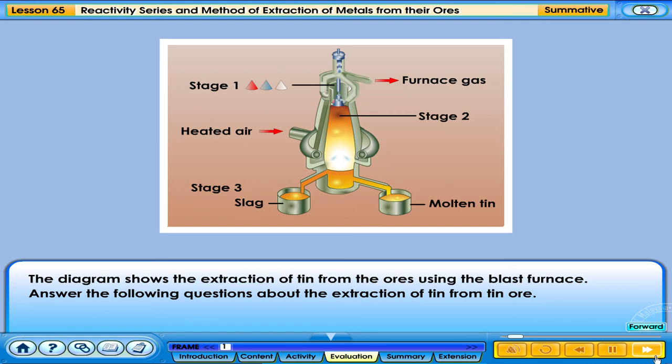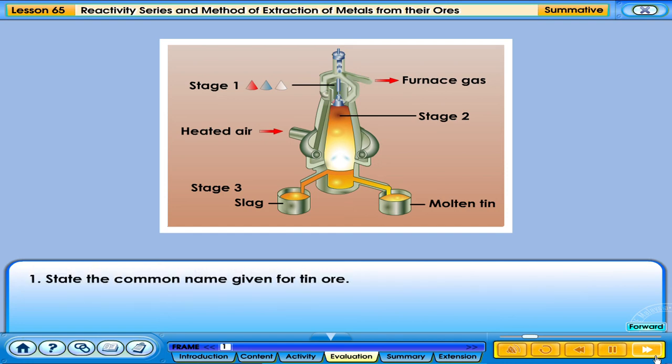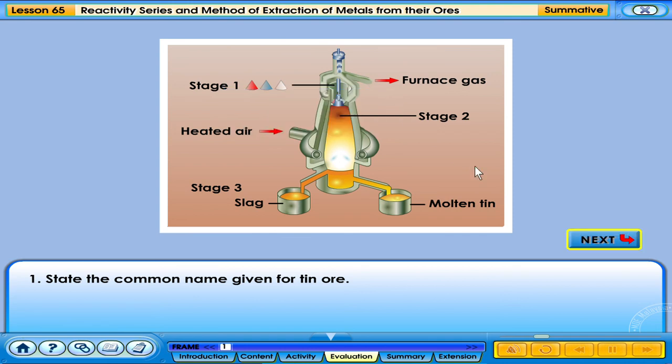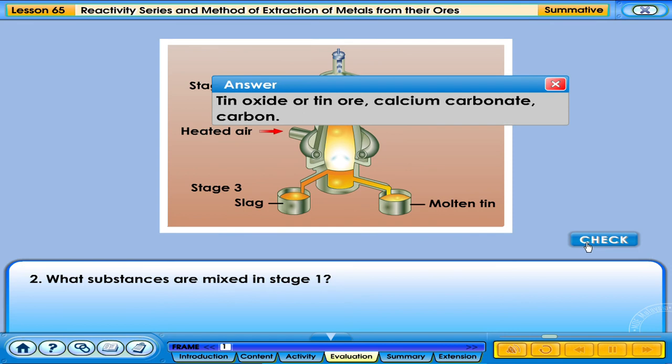Answer the following questions about the extraction of tin from tin ore. 1. State the common name given for tin ore. Cassiterite. 2. What substances are mixed in stage 1? Tin oxide or tin ore, calcium carbonate, carbon.